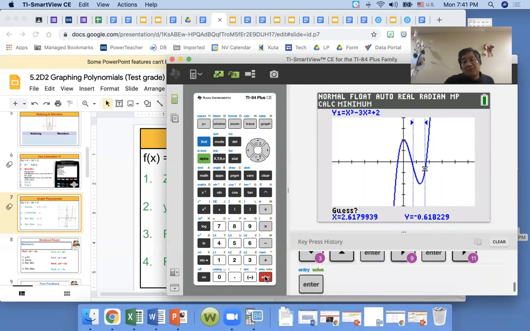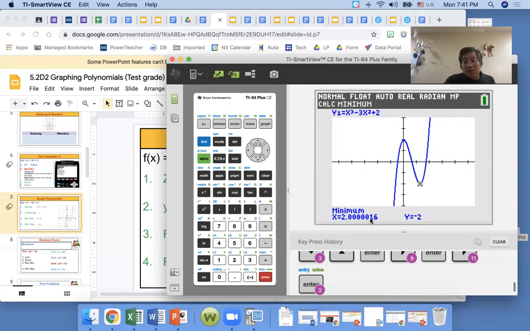Guess, just enter. Then what do you get? 2.000016, which is x equal 2, right? X is exactly 2, but don't ask me why. They kind of write down like this, the calculator, but y value is a negative 2. So x is 2, y is a negative 2. That's the relative minimum, right?